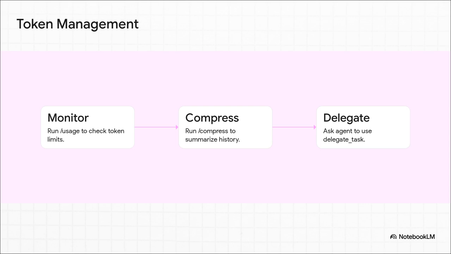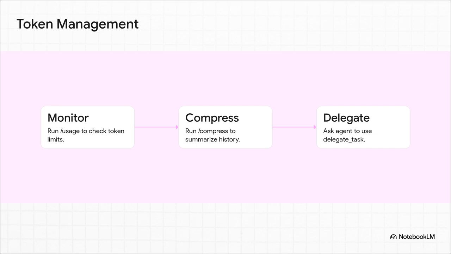It's a 3-step dance. Step 1, monitor. Just run /usage to keep an eye on your token thresholds. Step 2, compress. When things are getting a little bloated, run /compress. It automatically summarizes the messy middle of your conversation while perfectly preserving your initial instructions and the most recent turns.